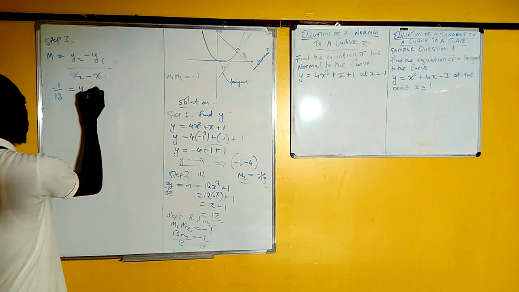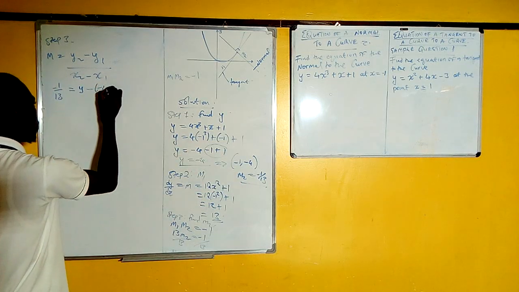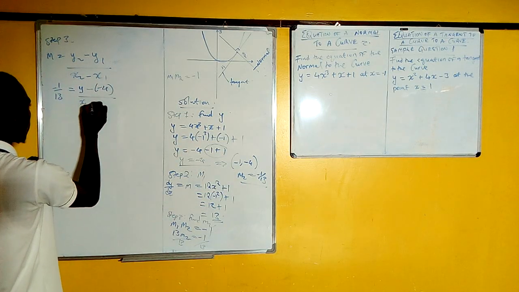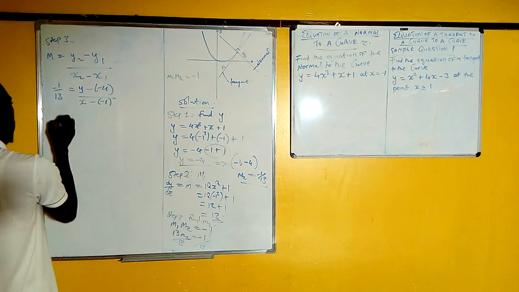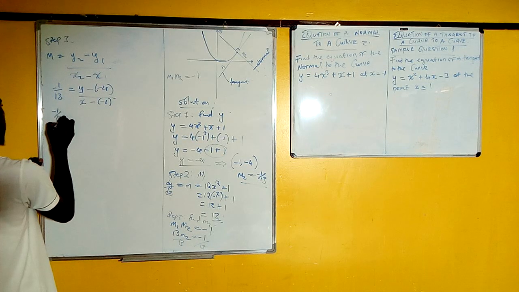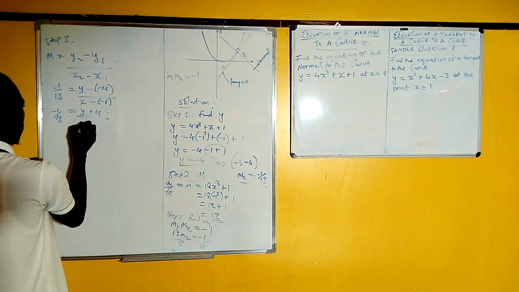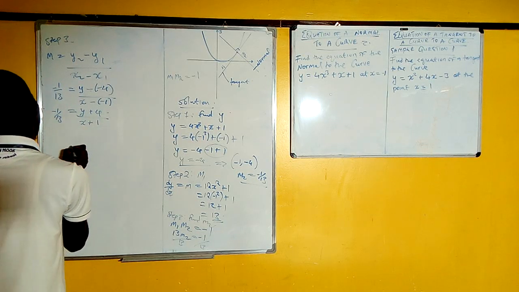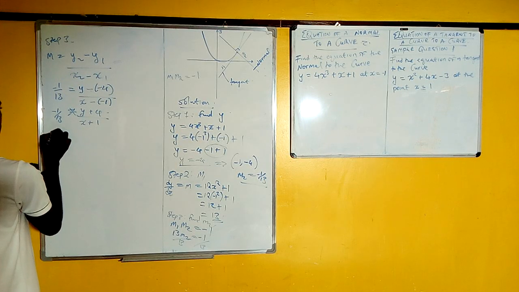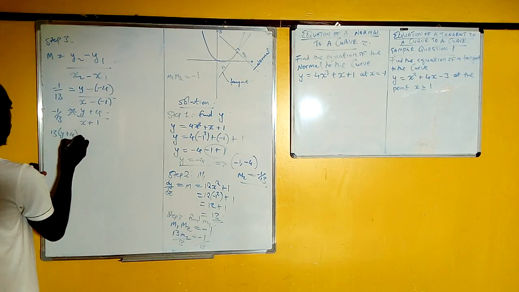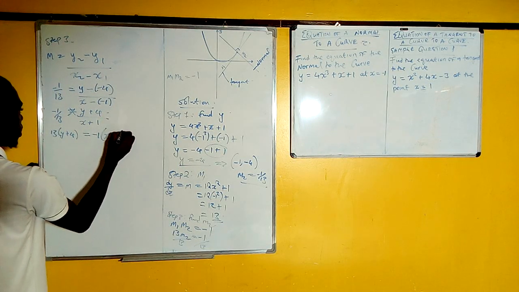y2 we don't have, so it will remain y, minus y1, we check our y1, which is -4, over x we don't have, then we have the x1, which is -1, so that's what we have. So this one will be -1 over 13 being equal to y plus 4 over x plus 1. Then here it means we cross multiply, so this is 13 multiplying with y plus 4, which should be equal to -1 multiplying with x plus 1.